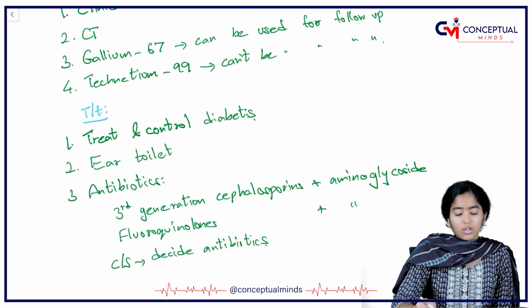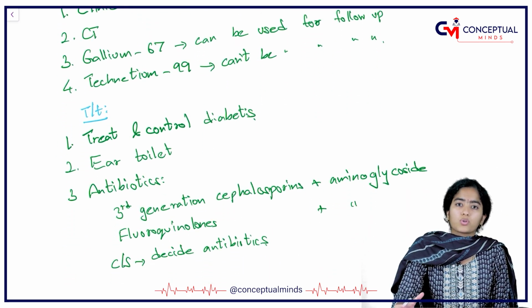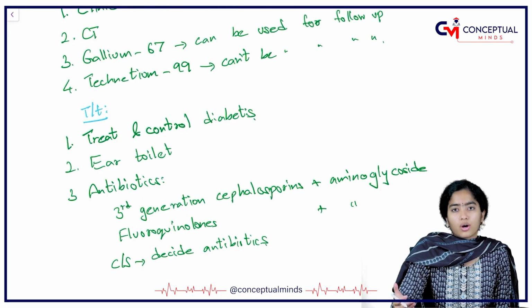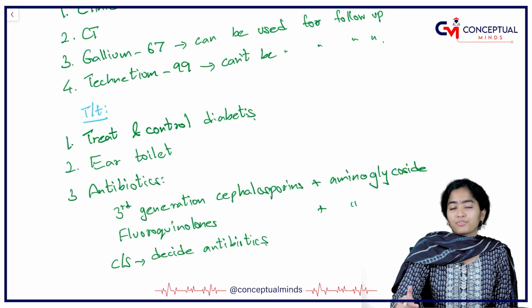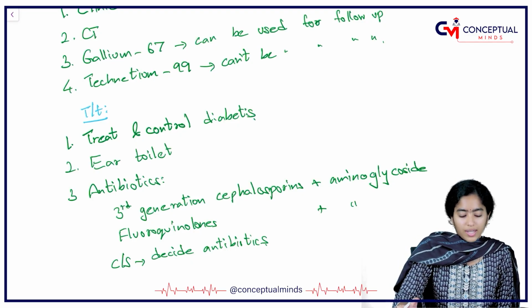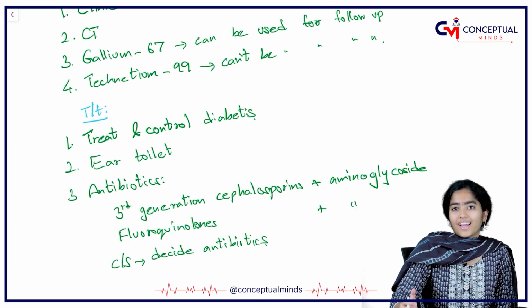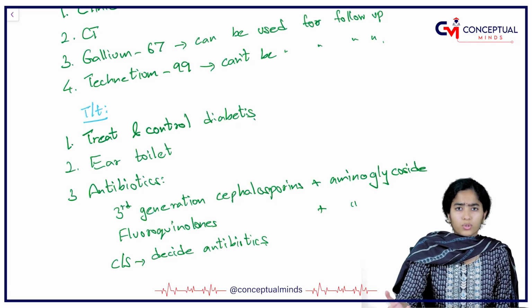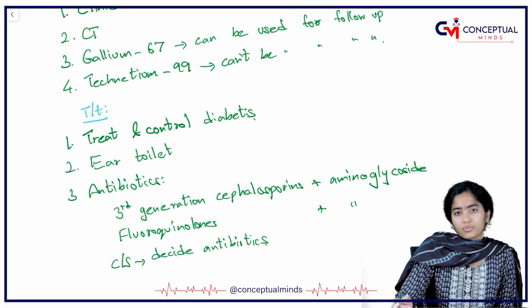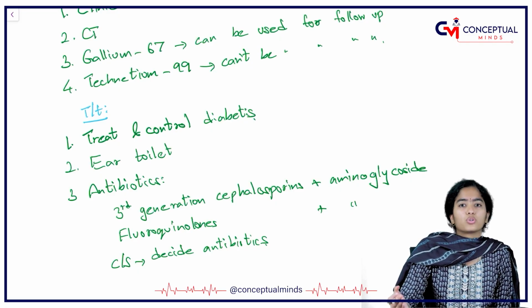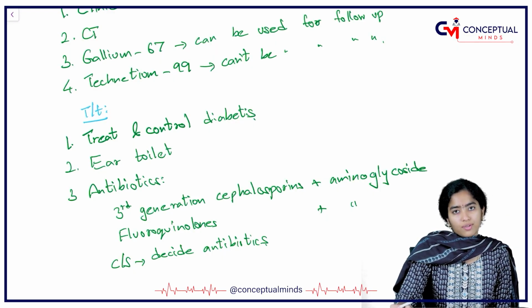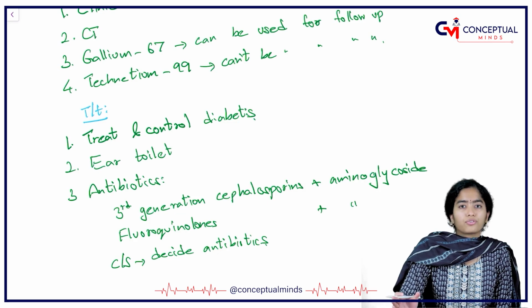How do we treat the condition? Because it is mostly due to the immunosuppressed condition of the patient, first try to get the patient out of that immunocompromised state. If it is diabetes, treat and control diabetes, and then do ear toileting and give antibiotics directed against Pseudomonas. Sometimes it is not Pseudomonas and some other organism is possible. So do a culture and sensitivity, and based on those reports, decide your antibiotics. But generally, we use a third generation cephalosporin with an aminoglycoside or a fluoroquinolone with an aminoglycoside.